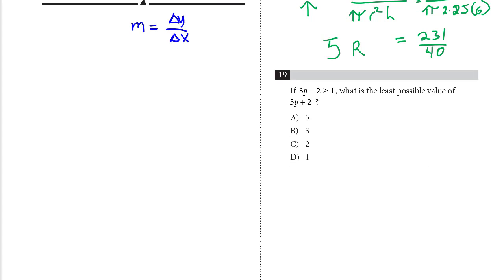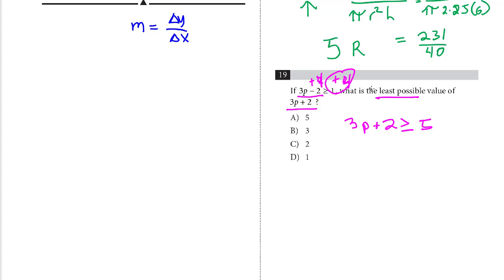Okay, if 3p minus 2 is greater than or equal to 1, what is the least possible value of 3p plus 2? Well, all I would do here is, these are very closely related. I can just add 4, my mistake, to both sides. And the result on the left becomes 3p plus 2, the expression they want. Well, that's greater than or equal to 4 plus 1, which is 5.